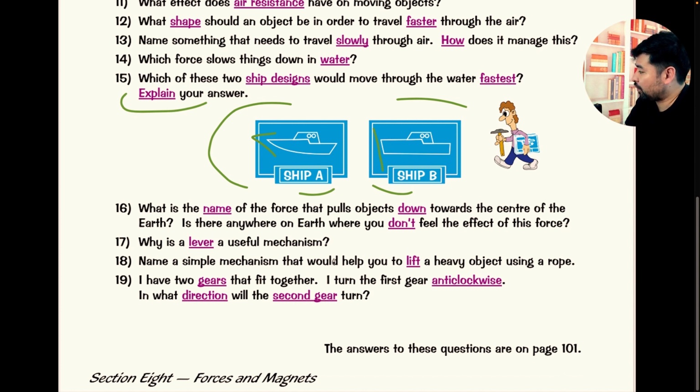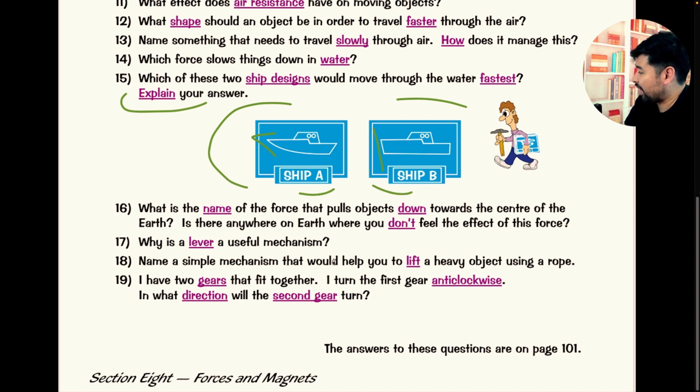16. What is the name of the force that pulls objects down towards the center of the earth? So what is the name? And is there anywhere on earth where you don't feel the effect of this force? Yes or no? So we have two questions here. Give the name and explain if this force is everywhere on earth or not. I mean, we are talking about earth, not outer space, okay?